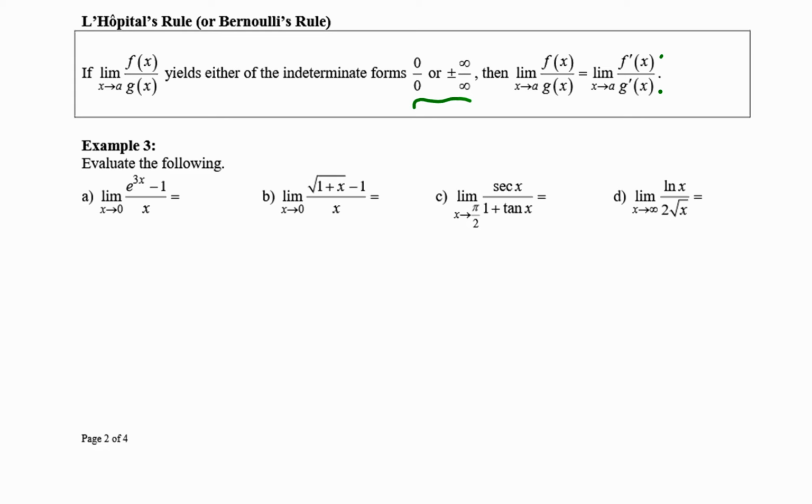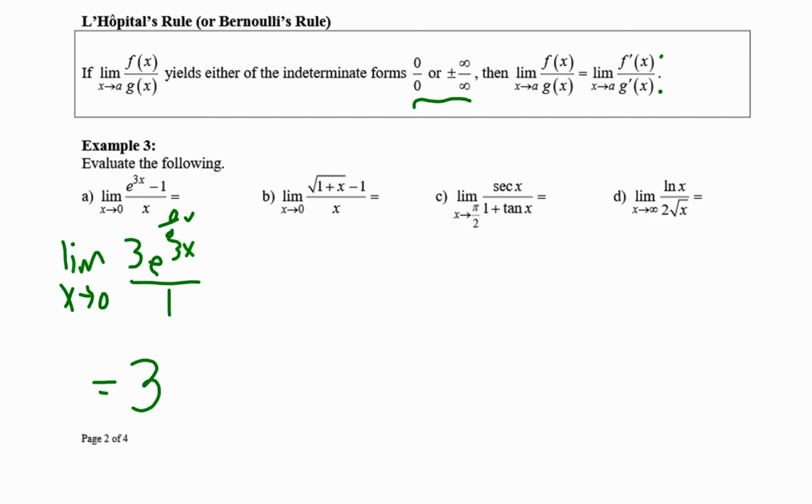All right, so let's look at these. I think this is the one from the beginning of the day. So if we plug in 0, we get 1 minus 1 over 0. So 0 over 0, which is good. So now what we do, we take the limit as x approaches 0, take the derivative: 3e to the 3x over 1. Now plug in 0, and we get 3, which is what it looked like we were approaching before.